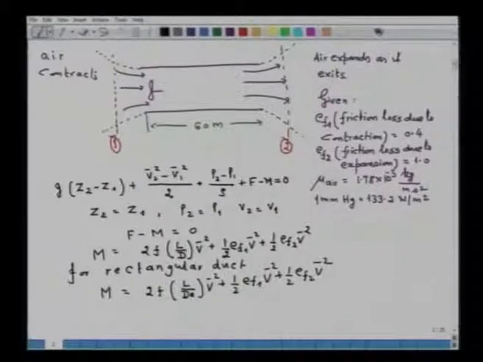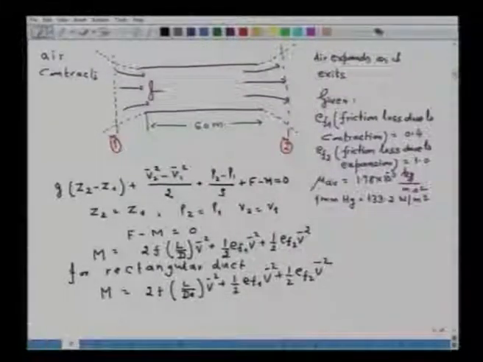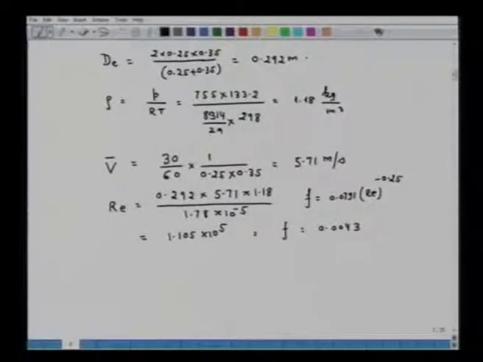Now, in the equation M is equal to 2f L by DE V bar square and so on, all terms are known to us. f we know, DE we know, V bar we know, EF1 and EF2 are given to us. All that we have to do is substitute and get the value of M. So, now I substitute.